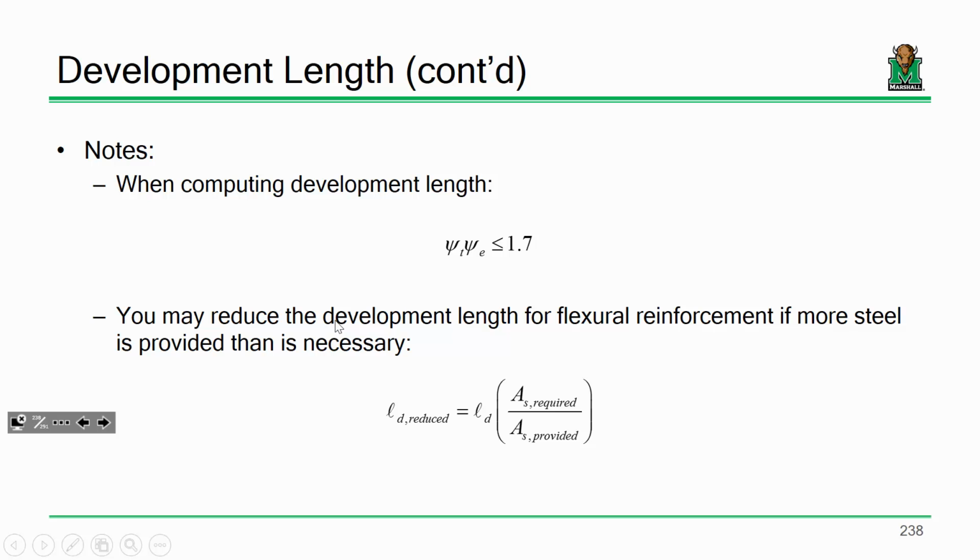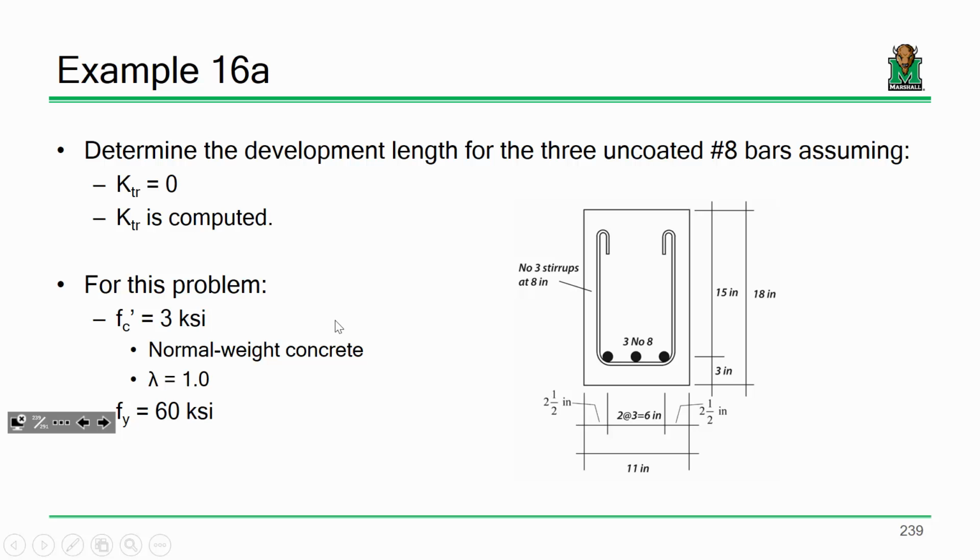Couple minor provisions. Make sure that your psi sub t and your psi sub e, when you multiply that, is always less than or equal to 1.7. That's just an upper limit so that you don't get answers that are a little weird. And you can also reduce your required development length based on the ratio of how much steel you provided versus how much you need. So if you need 3 square inches for capacity and you provide 6 square inches, well, you don't need as much development length. You only really need half as much because the theory is that the bars are only going to be seeing half as much force. So that's basically it.